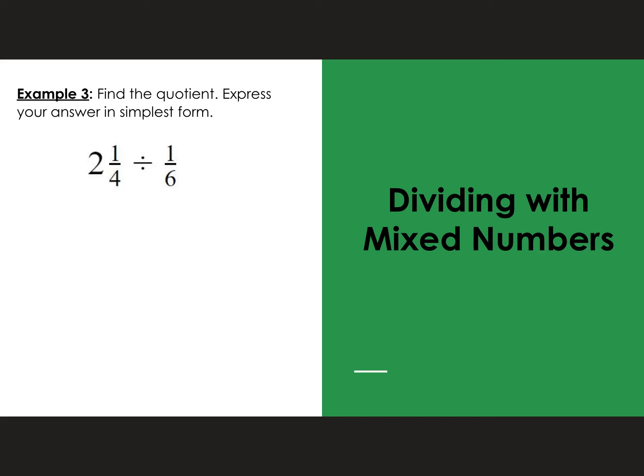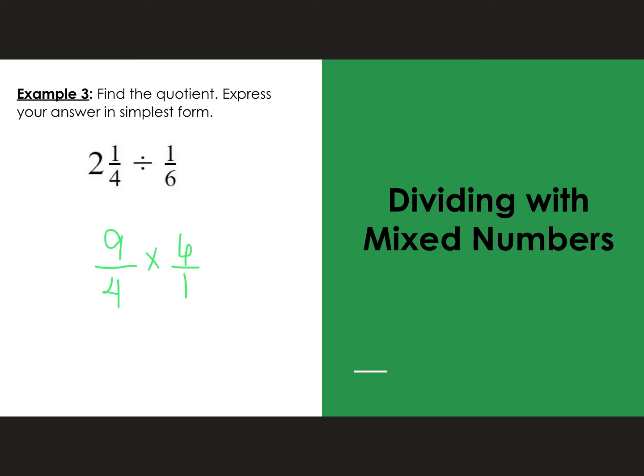So find the quotient. So once again, we've talked about this before. We don't work with mixed numbers. We have to change them to improper fractions. So I have 2 times 4 is 8. 8 plus 1 is 9. And I put it all back over the 4. I'm going to change the sign and flip 1/6 to 6/1.